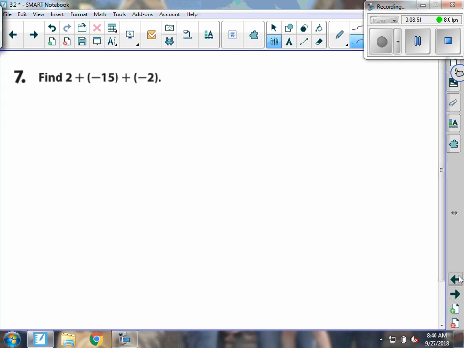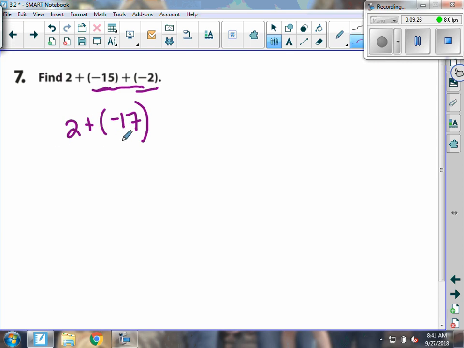Okay, now we're adding 3 numbers together. So we have 2 plus negative 15 plus negative 2. You can add it in whatever order you want. I'm going to add our like numbers together first. That means I have 2 here that are both negatives. So I'm going to add those negatives together first. Since they're both negatives, I just add them together. So that's going to give me 2 plus negative 17. Because my signs are the same, I just add them. So that makes it pretty easy.